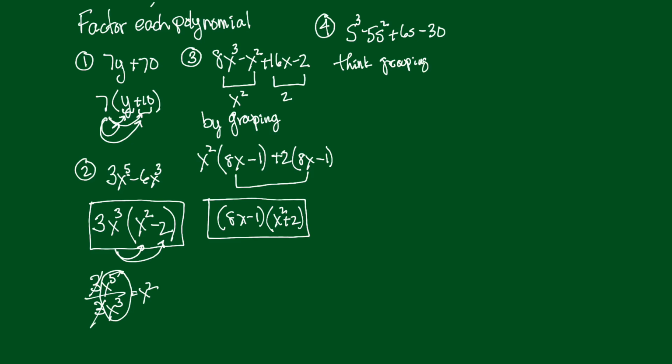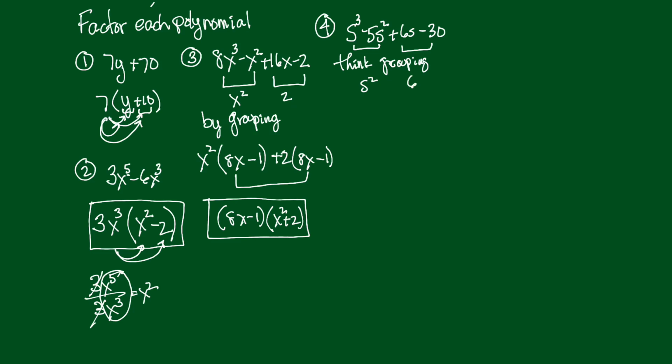Now, if I group together the first 2, what's common here? Well, I've got x cubed and I've got s squared, so there's at least an s squared in these. So there's an s squared. And in the second group, what's common between 6 and 30 is a 6.